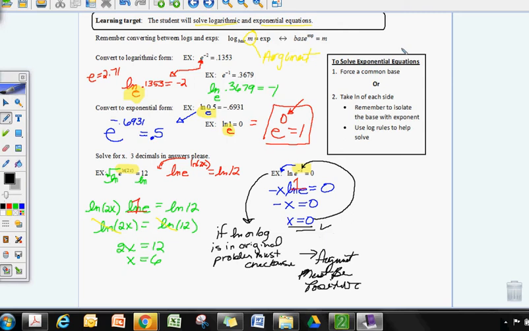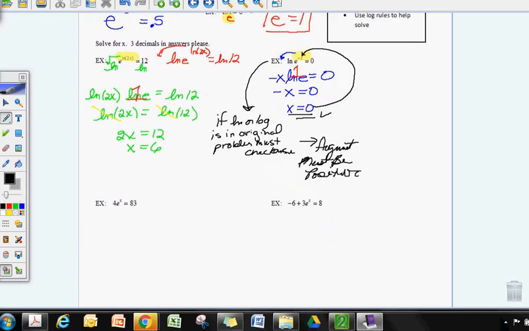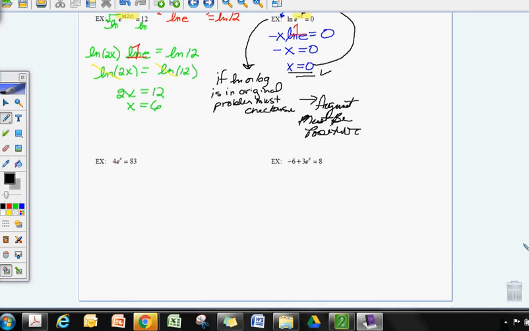Okay, so when I'm over here reading, it says step 1, force a common base or take the natural log of each side. Remember to isolate the base with the exponent. Use all the log rules needed. That's what we've been doing. And I'm going to go to an example down here. Notice in this example that the variable is stuck up here in the exponent, so I'm going to have to use some natural log rules.